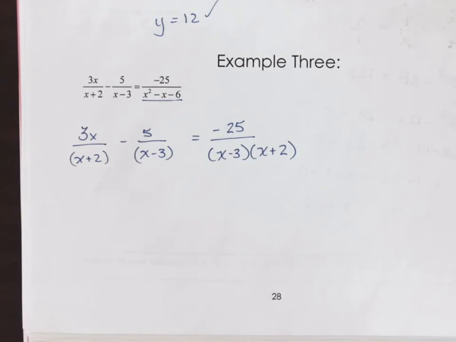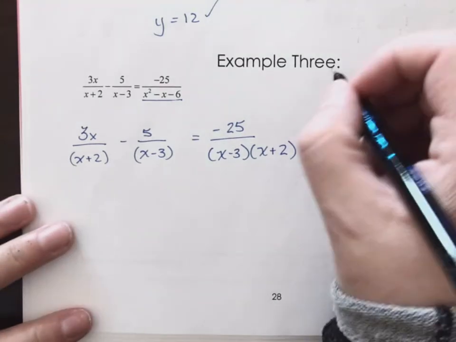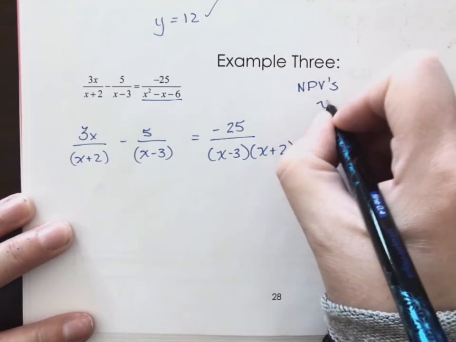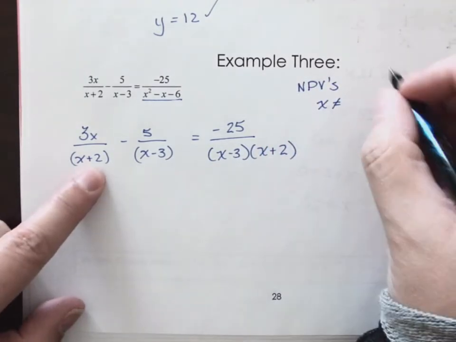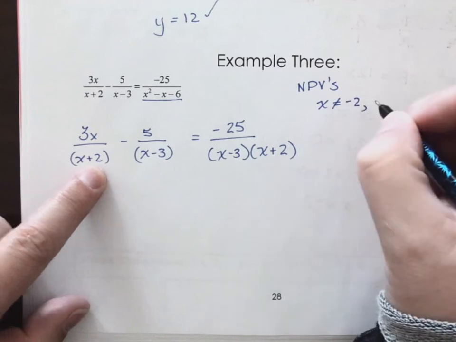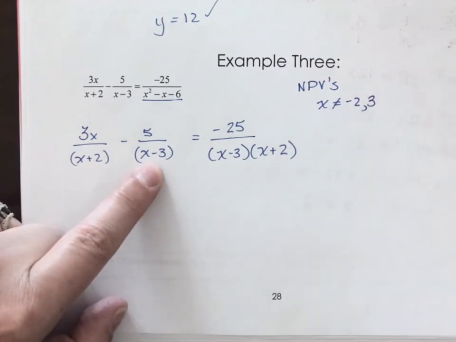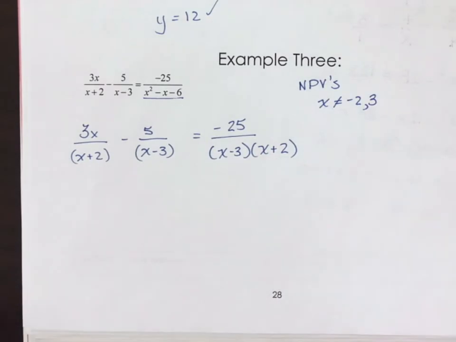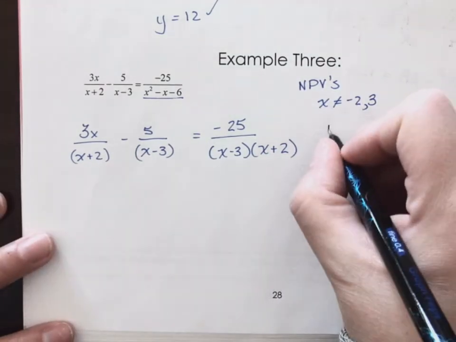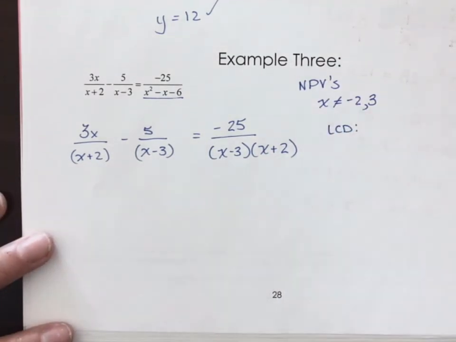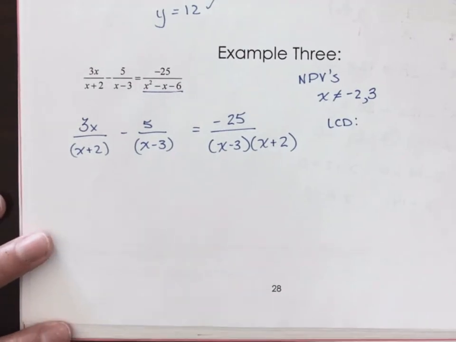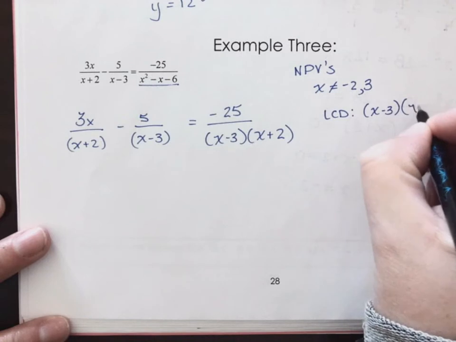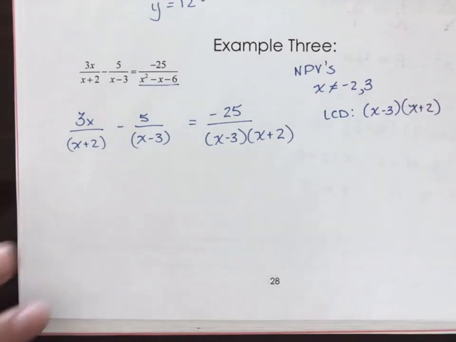Okay, what's the next step? NPVs. And x cannot equal a negative 2 or a positive 3. Positive 3, negative 2. Okay, so I only have to write them once. That's good. I'm going to identify my LCD. It's nice. It's x minus 3, x plus 2.